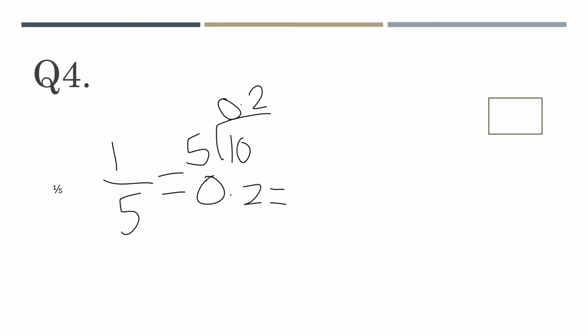Next, as I've said before, decimal times 100 equals the percentage. So 0.2 times 100 equals 20%. So let's now write it in the box. Decimal equals 0.2 and percentage equals 20%.